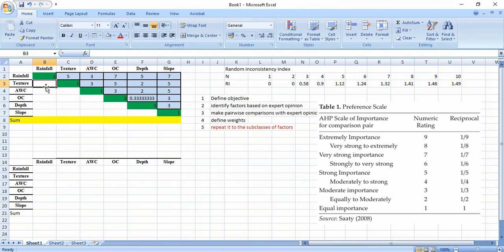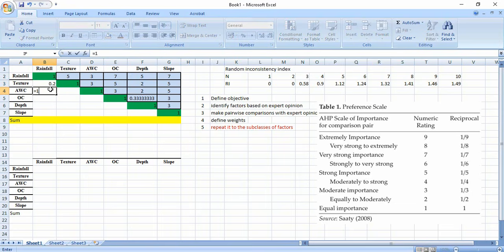Now as I have told you that where rainfall and texture is 5, if texture is more important, then it will be, see, suppose texture is less important, rainfall is more important here, so it will be inverse. So you have to inverse all these here. So here it will be equal to 1 by this.